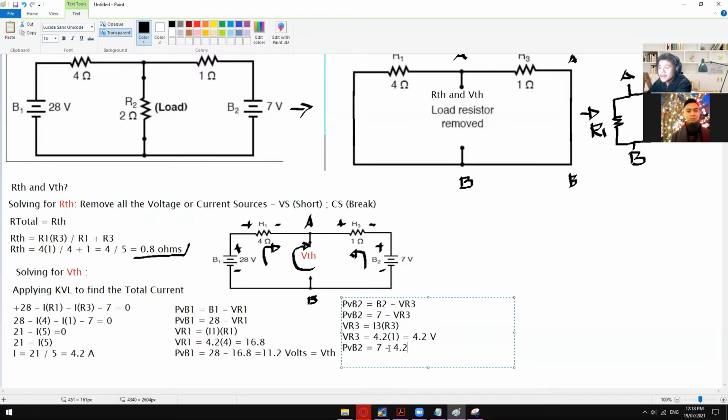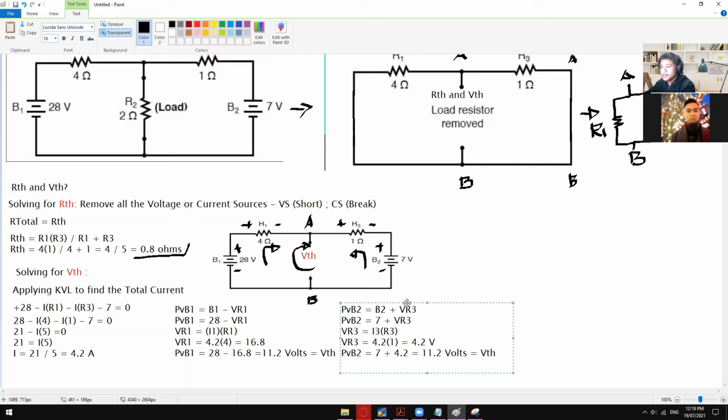If you take a look at this one, we have the positive sign right here, which is correct, 7. But going from here to there, we're considering the outer sign. So it's positive VR3. In this case, it's not a voltage drop, but it will be added with our voltage on the B2. So this one will become positive, positive, and then positive. So 7 plus 4.2 is equal to 11.2 volts, which is also equal to our VTH.